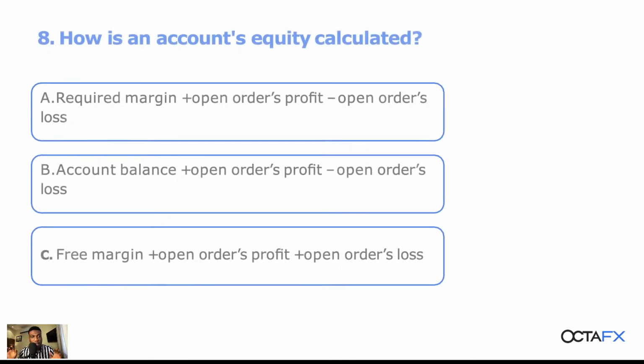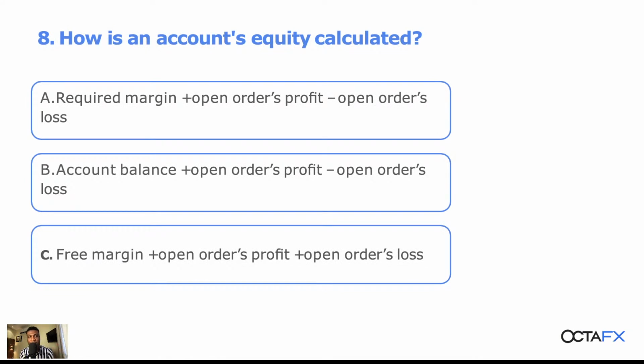I'm going to move over to the 8th question, which is, how is an account equity calculated? A, required margin plus open orders profit minus open orders loss. B, account balance plus open orders profit minus open orders loss. C, free margin plus open orders profit plus open orders loss. So tell me, how is an account equity calculated? You know what to do. Write or type your answers in the comment section.